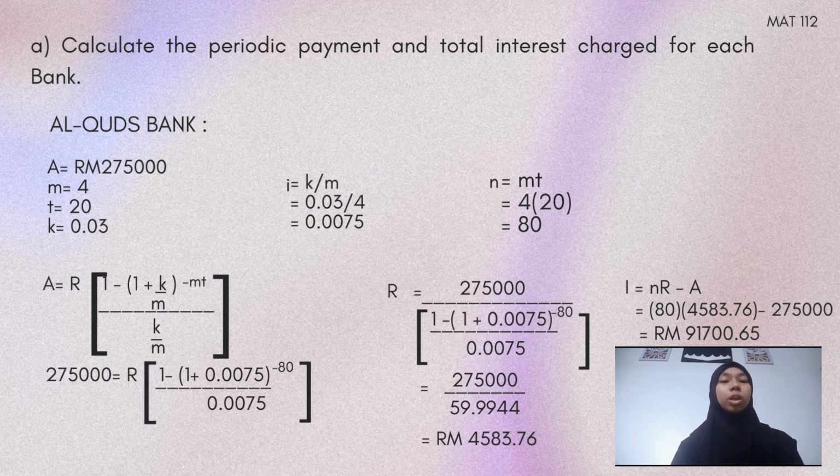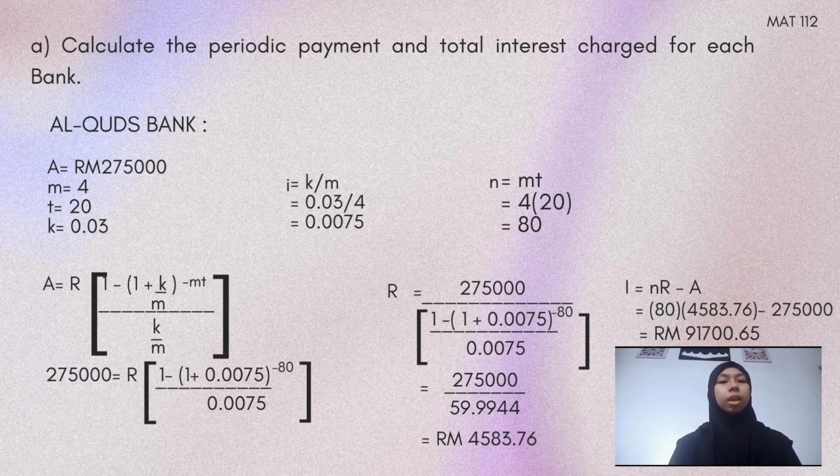A changes place with R because we want to find the periodic payment. R equal to 275,000 divided by bracket 1 minus bracket 1 plus 0.0075 bracket power of negative 80 divided by 0.0075 bracket. And the answer is 275,000 divided by 59.9944. And the answer is RM 4,583.76.